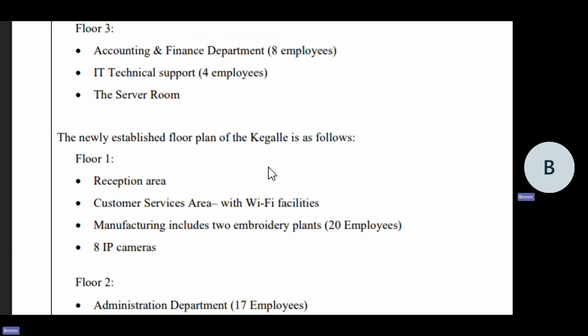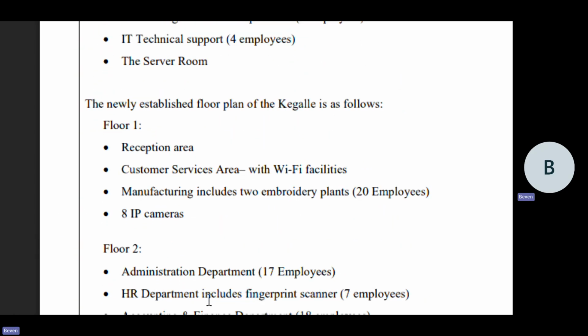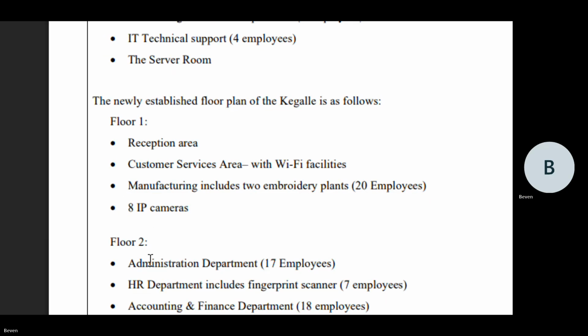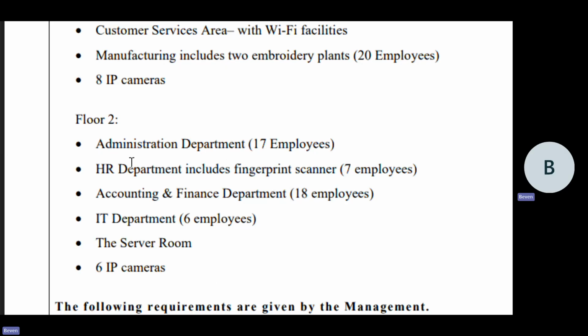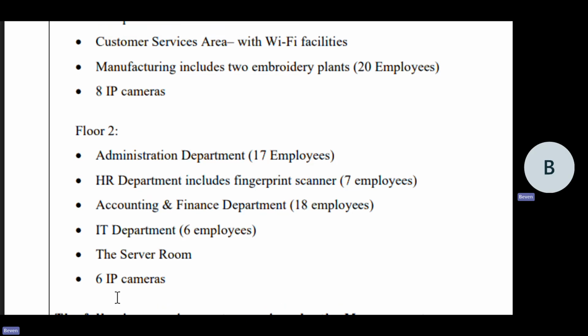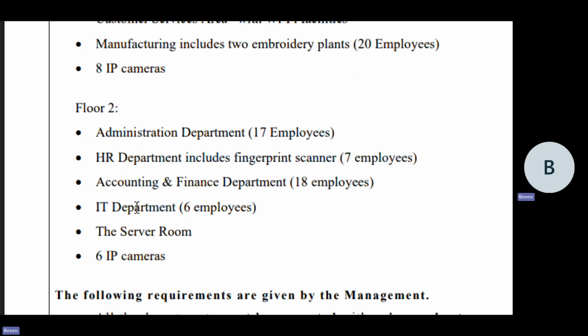Then we have the new building, the K-Call building, or new branch. There we have reception area, customer service area, manufacturing, and here we have IP cameras. IP cameras means cameras which are actually going to operate using IP addresses. So for them also you have to calculate IP addresses, right? Then we have administration department, HR, accounts, IT, server room, and here we have 6. So 6 plus 8 is going to be 14, right? So there are 14 IP cameras. According to that, you have to calculate the subnetting. And here also we have a server room.